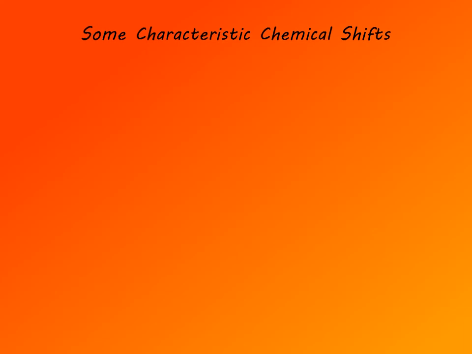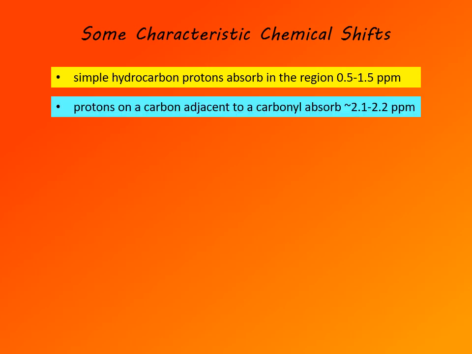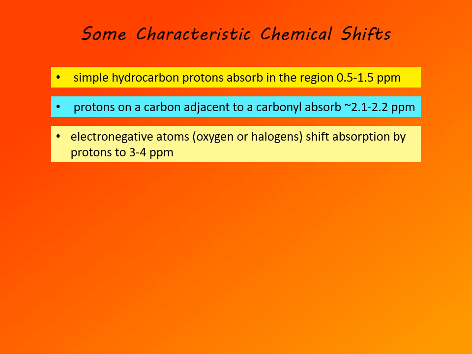Here is a list of chemical shifts that are commonly encountered in organic compounds. If possible, you should memorize this list. Simple hydrocarbon protons absorb in the region of between 0.5 and 1.5 ppm. Protons on carbon that is adjacent to a carbonyl group absorb around 2.1 to 2.2 ppm. That's a very characteristic absorption and shows up often on exams.